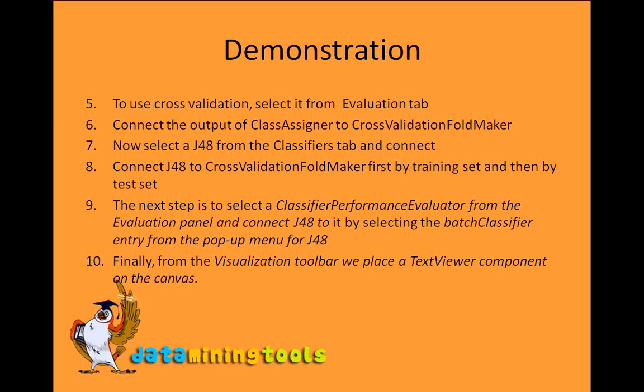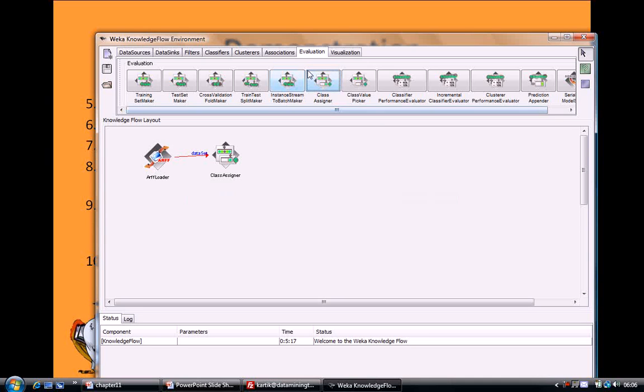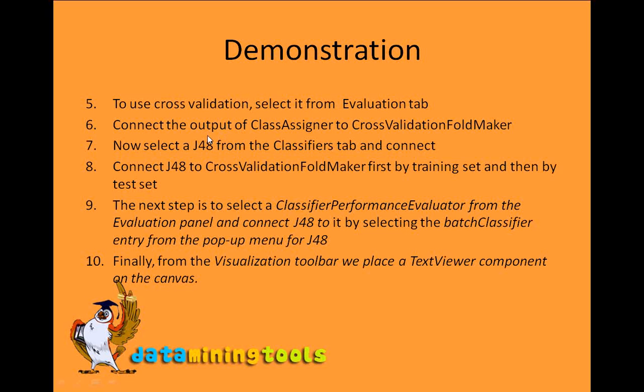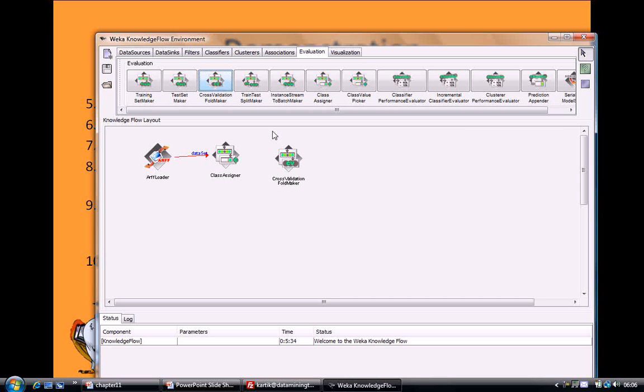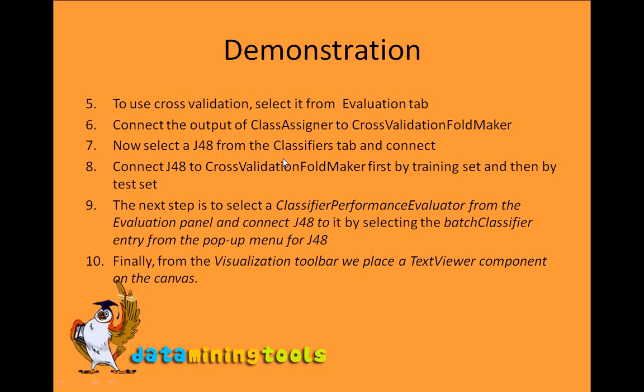Moving ahead, now we need a cross validation. So again, we'll select it from the evaluation tab. Here it is. So we have a cross validation fold maker on our canvas. The next step is to connect the output of class assigner to the cross validation fold maker. Again, to connect the output, we click on class assigner. Here we have the dataset. Again we have our arrow, and we connect it to the cross validation fold maker.